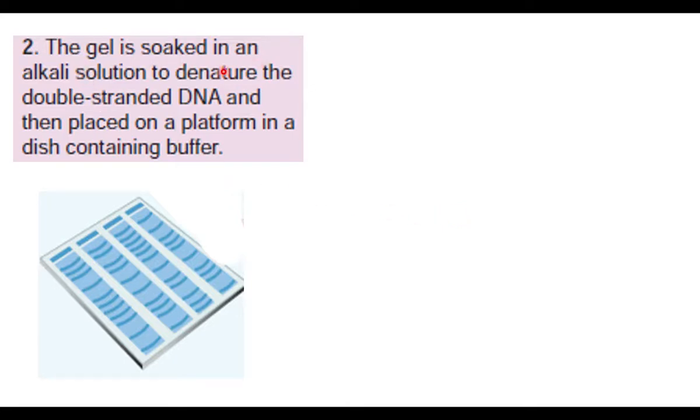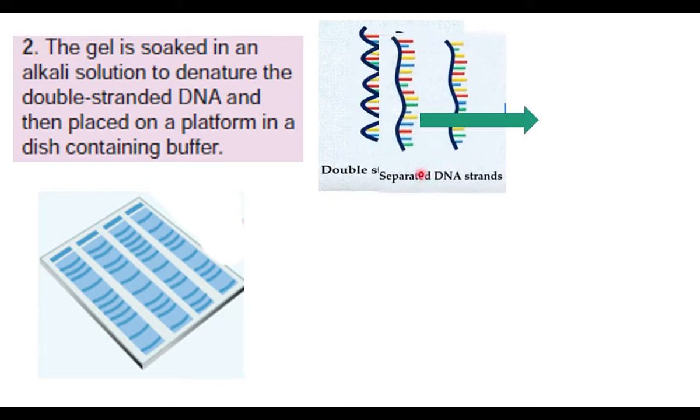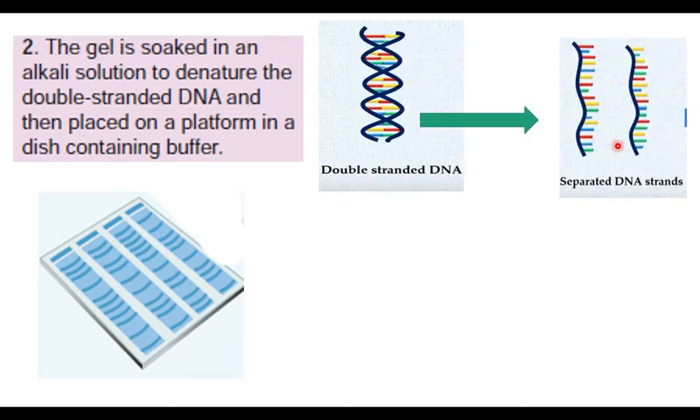The gel is soaked in an alkali solution to denature double-stranded DNA. So all the bands have double-stranded DNA. For hybridization experiment, we need single-stranded DNA. The separation of two strands from double strand is called denaturing. Denaturing is done by alkali solution. The alkali solution breaks the hydrogen bond between two DNA strands. So DNA gets denatured and two single-stranded DNA are formed.